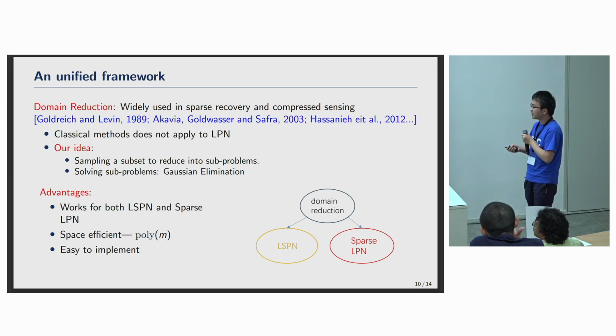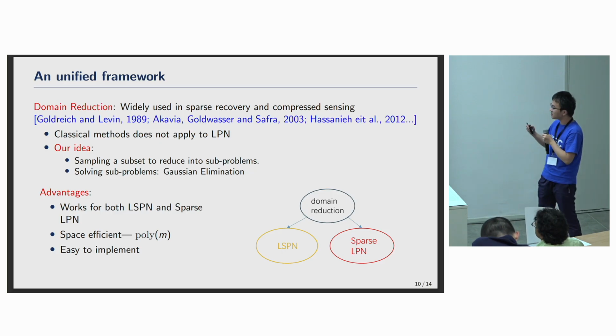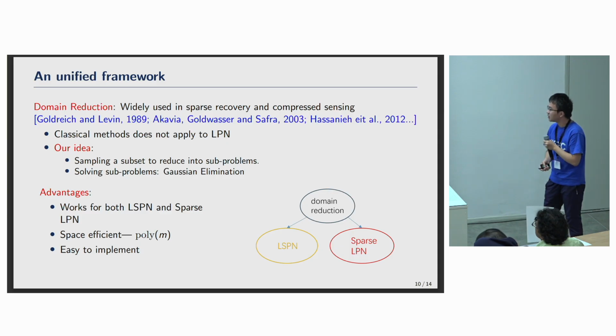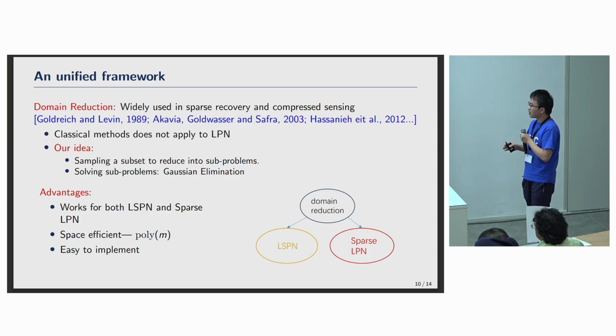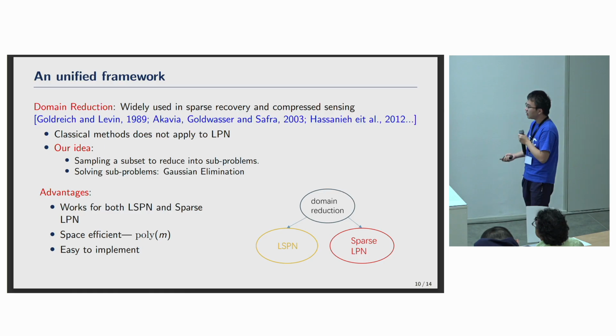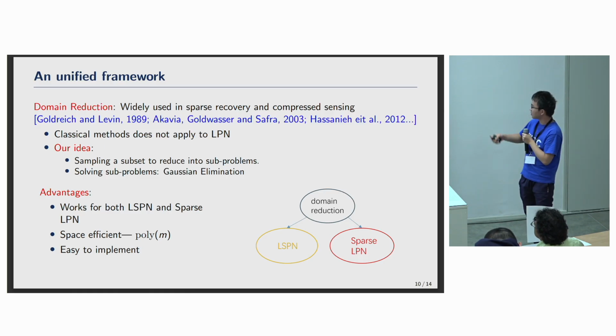But note that for the low-noise regime, Gaussian elimination is the only known algorithm for us. So we just use Gaussian elimination here. Our framework makes the algorithm easy to implement and space efficient. Besides, it shows somehow a conceptual connection between the two sparse variants.